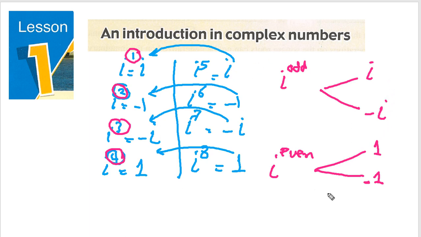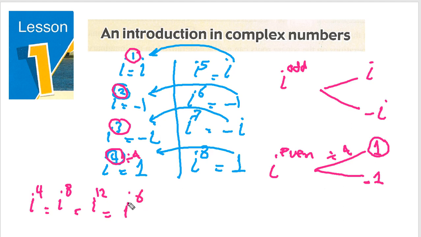By a shortcut, okay? If you have an even power divisible by 4, then the result must be equal to 1. Like i to the power 4, i to the power 8, i to the power 12, i to the power 16, i to the power 24, i to the power 28, i to the power 32. What are these? These are the multiples of 4. Then any even power of i divisible by 4, its result must be equal to 1.